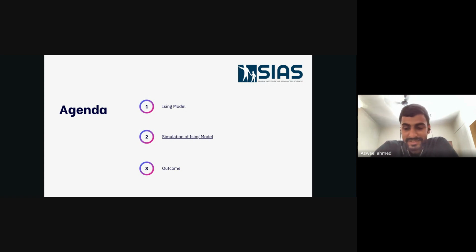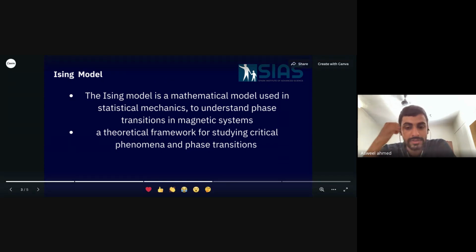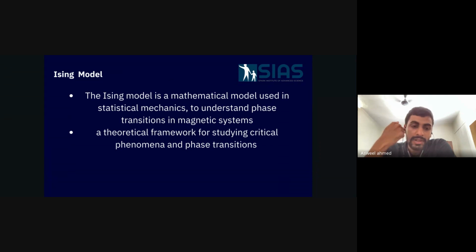I'm not going into the details of the project. I will just give you what an Ising model is. There are only three slides. So let us move to the second slide. What is an Ising model? If you had a course on statistical mechanics, you might have already seen the Ising model. It is a mathematical model used in statistical mechanics to understand phase transitions in magnetic systems. But more than that, it is a theoretical framework, usually called a toy model, using which you can study most of the critical phenomena and phase transitions in physics. Understanding the Ising model will help you understand many other phase transition problems in physics.